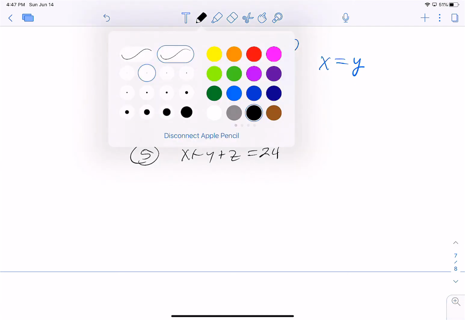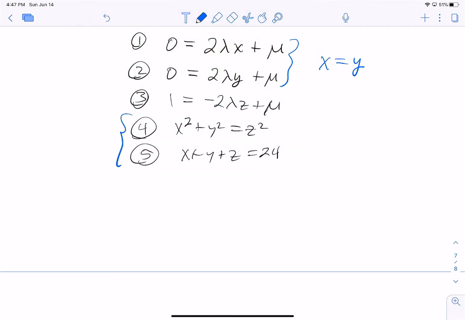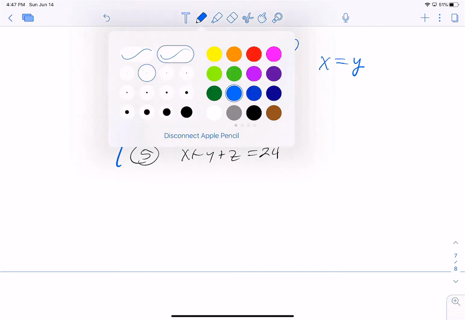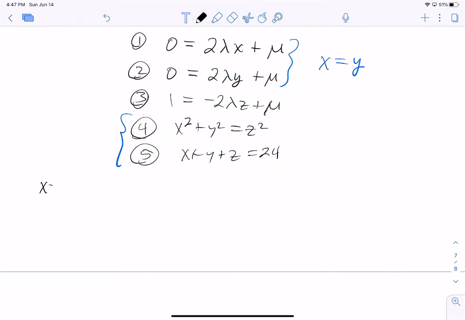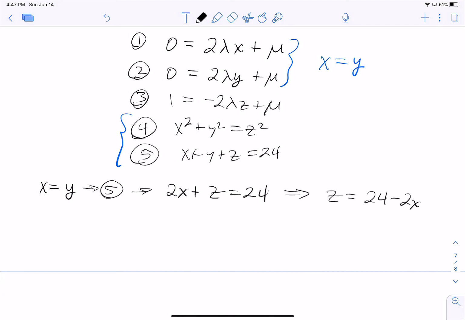I'm suggesting that we have these two equations, 4 and 5, that have x, y, and z in both of them. If we replace x by y, or y by x, in these two equations, we're going to end up with a system of two equations and two variables. So that's the path I'd like to take. If I let x equal y in equation 5, then we get that 2x plus z is equal to 24, or that z is equal to 24 minus 2x.